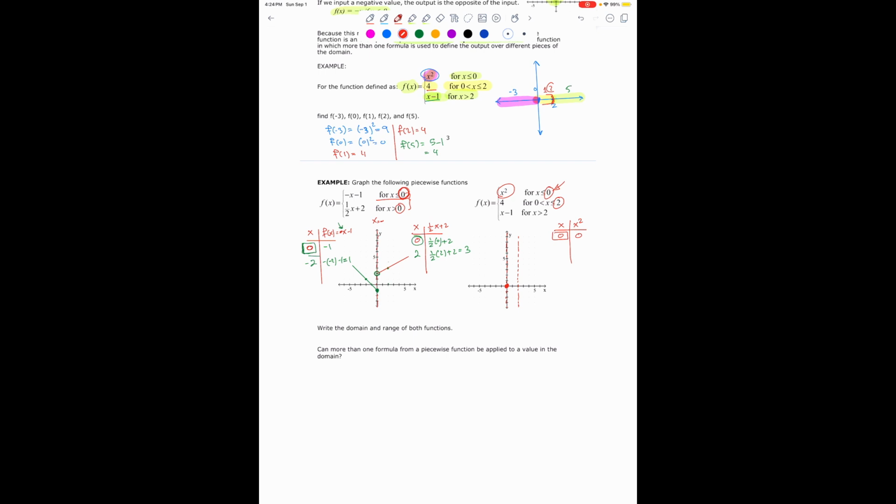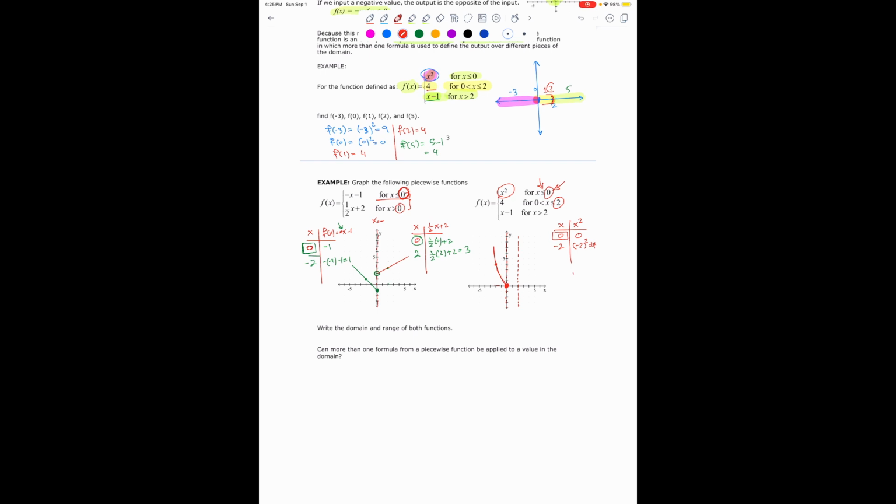Then I will choose another point that is greater than 0. Sorry, it's less than 0. I will choose another point that is less than 0. So I will choose negative 2. If you plug it in, you get negative 2 squared, which is 4. So you get the point negative 2 and 4, which is approximately here. And I know this is quadratic, so it's going to be a curve like that. So that is the first piece of the function.